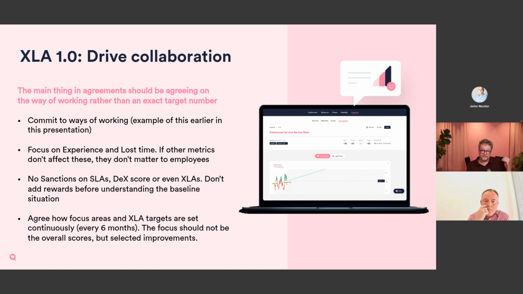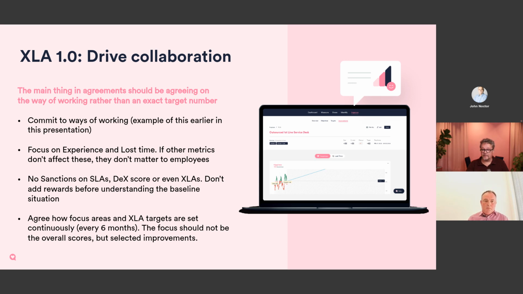Secondly, don't do any sanctions, not on SLAs, not on DEX scores, and not even in XLAs. Don't even do rewards before you understand your baseline situation. And agree really how you are setting the targets continuously every 6 months. Because this is another new thing for both customers and providers, focus on the things that matter the most in the beginning. Then you can start to add different things when you have that experience and you have the common trust that you together can really make people more happy.